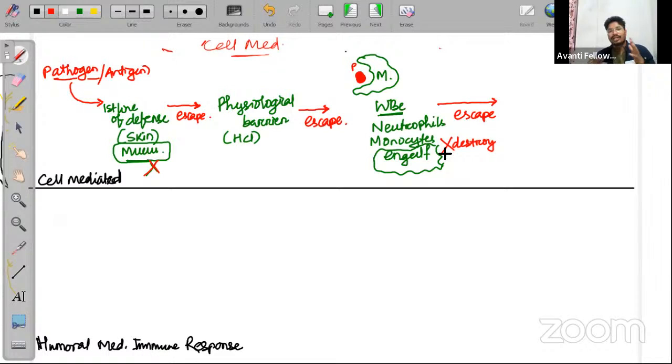At that time, the situation will be very complicated. Our immune system will think about this. A committee will be sitting for this particular pathogen in our immunity. They will be thinking that this pathogen is very powerful. Now we cannot fight it, because neutrophils, monocytes, and other WBCs have lost to this particular pathogen.